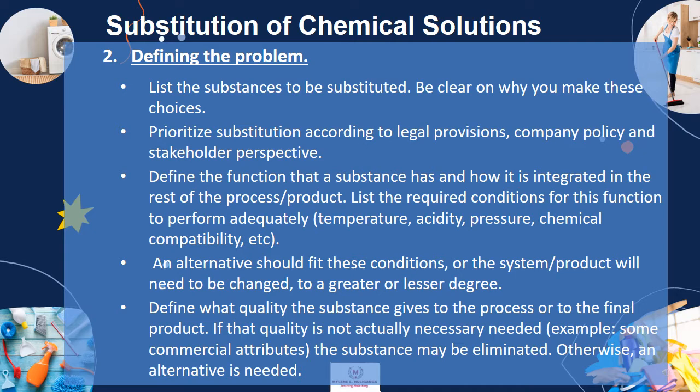An alternative should fit these conditions, or the system or product will need to be changed to a greater or lesser degree. Define what quality the substance gives to the process or to the final product. If the quality is not actually necessarily needed, for example, some commercial attributes, the substance may be eliminated. Otherwise, an alternative is needed.